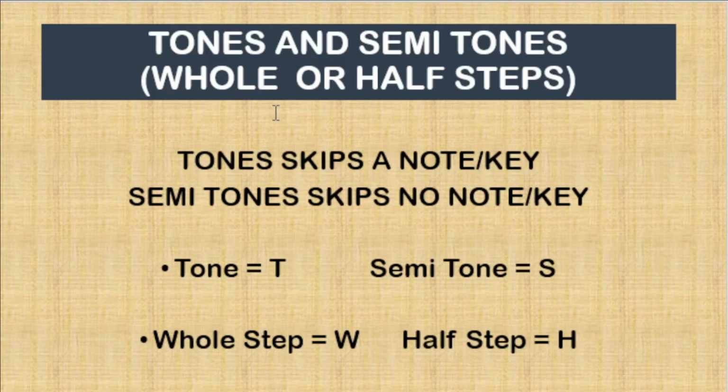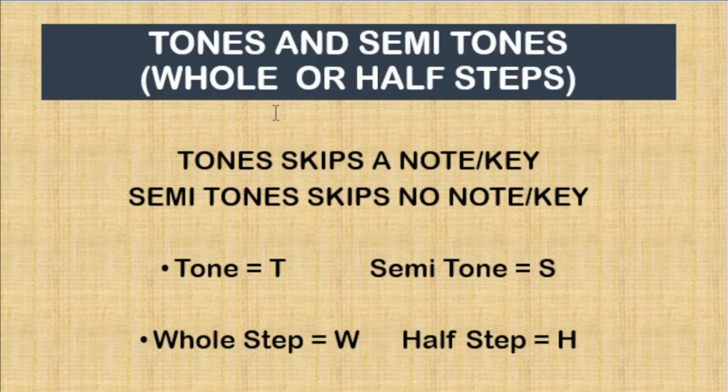For tone, we represent it by the letter T, and semitone by S. We are just using the first letters of the word. So for every tone, the letter we will use is T, and semitone is S. Then whole step will be W, and half step will be H. But know that tone is the same as whole step, and semitone is the same as half step.